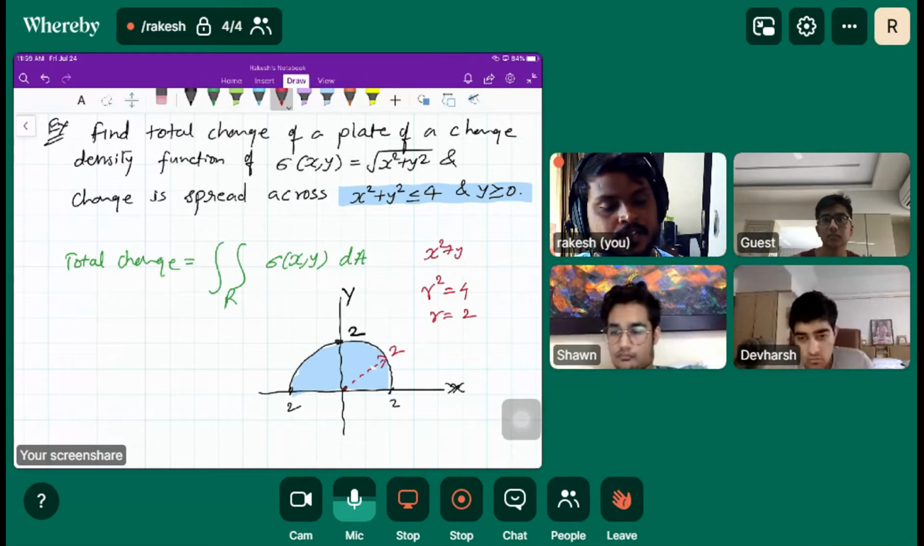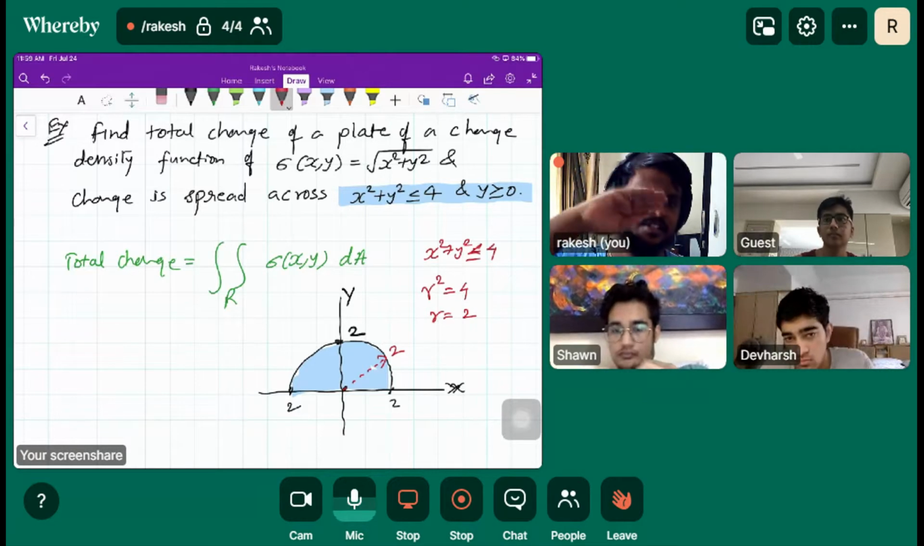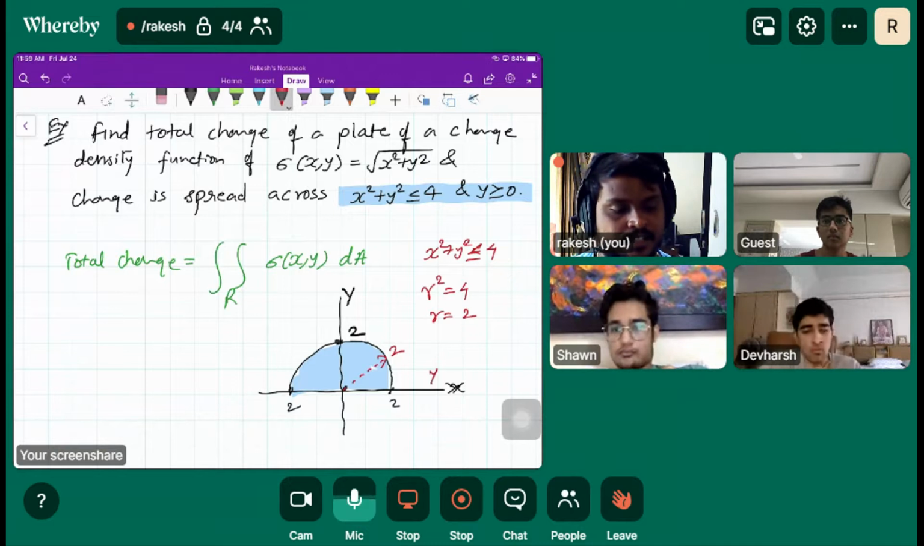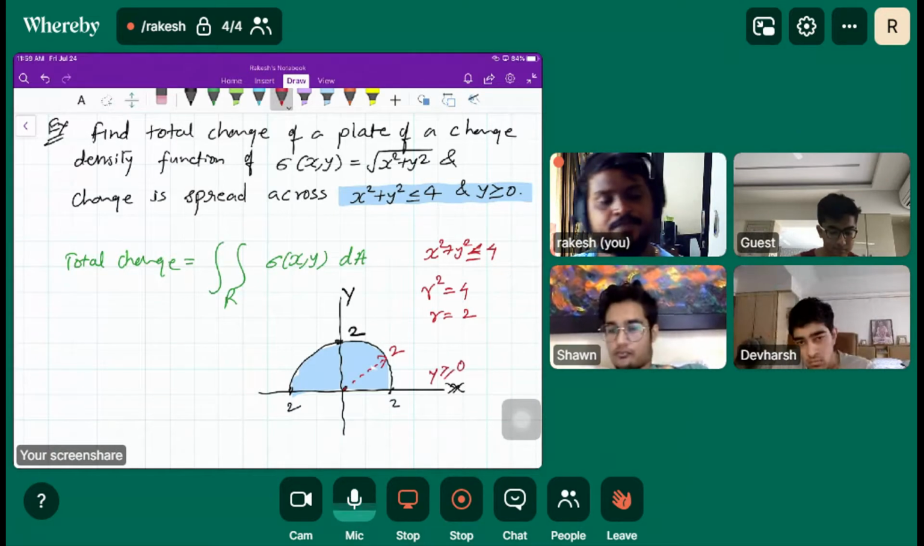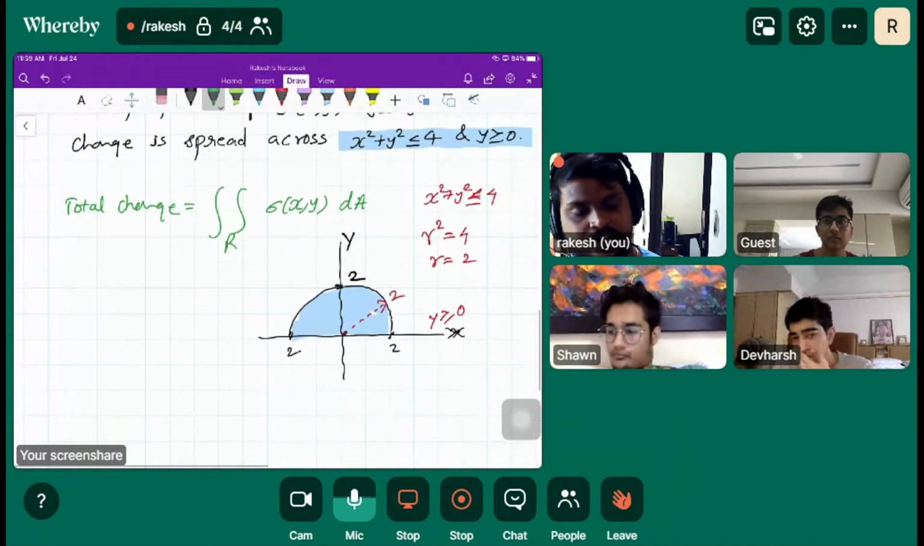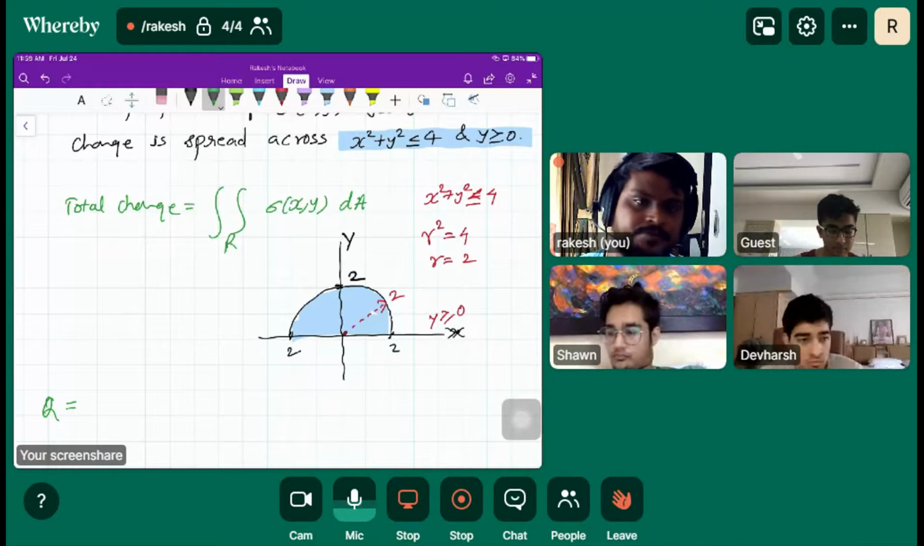X square plus y square less than 4: less than gives you the idea that the region is inside the circle, and y greater than 0 means above the x axis. Okay, so while setting up the integration here, the total charge is denoted by Q. Am I right?